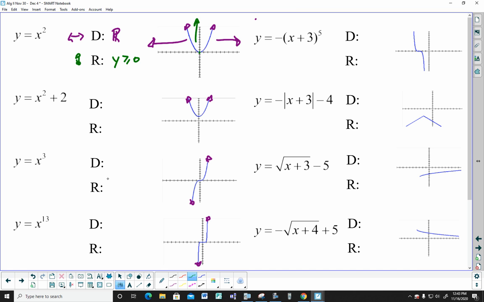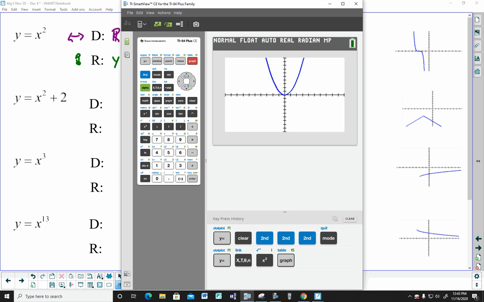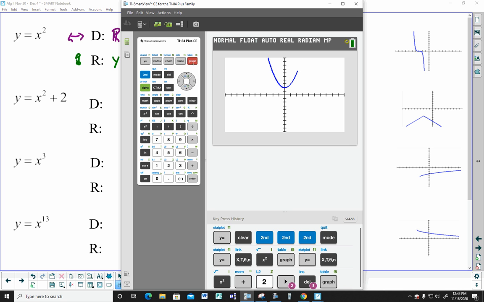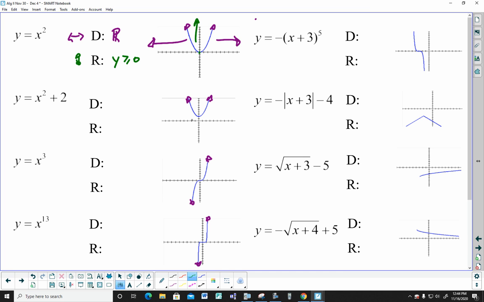If you type this one in, you would just go to your graphing calculator, y equals, you would type x squared plus 2. Oops, I need to get rid of that. Arrow over. I'm going to delete it. Come on, delete. There we go. And now graph. Whoop, there it is. Okay, so there it is.